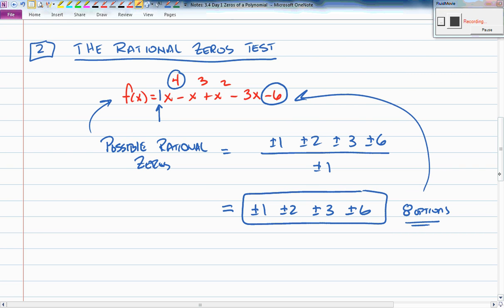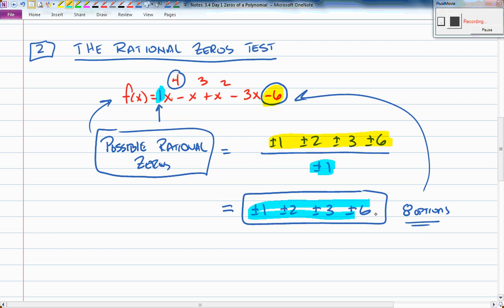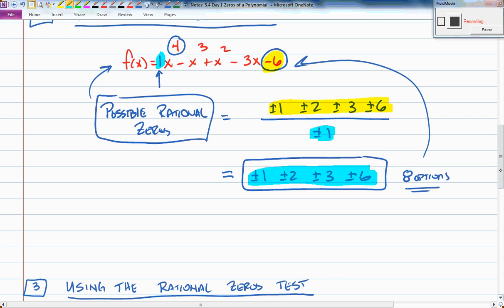Okay, that's what the rational zeros test says. So what it does is it generates a list for you of possible rational zeros, and the way that you get it is by taking a look at the last term, the constant term, writing down all the factors of the last term, and then taking the quotient with all factors of the first term. In this case, my list is right here. So if this has a rational zero, it's guaranteed to be in that list.